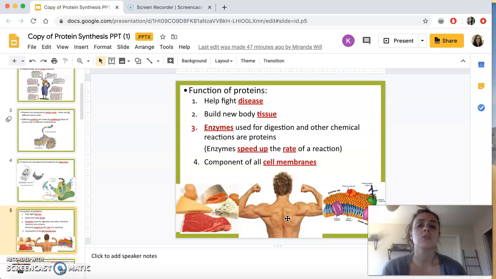It's going to help create enzymes, and enzymes are proteins used for digestion and other chemical reactions. Enzymes speed up the rate of a reaction, and we'll talk about what enzymes do in just a sec. And it's a component of all cell membranes. Proteins help hold together that cell membrane, which helps hold together things like your skin tissue, heart tissue, liver tissue. So these are all the things that are holding together your cells. We obviously want our cells to be held together. It's a pretty important thing.